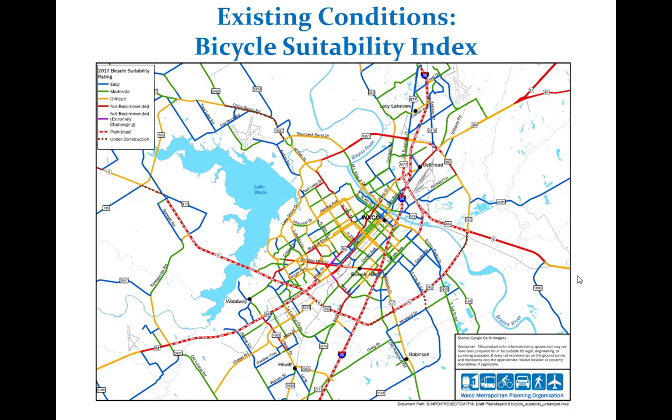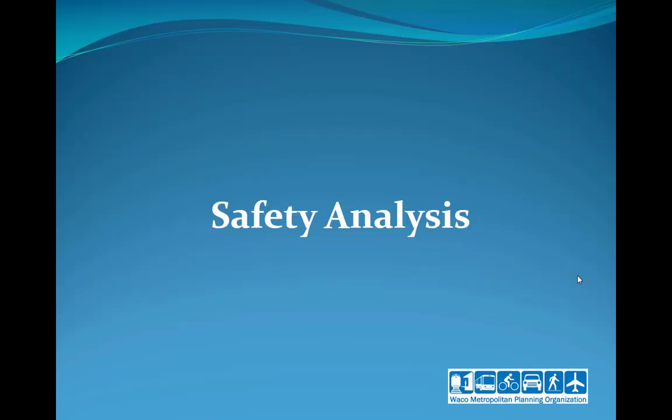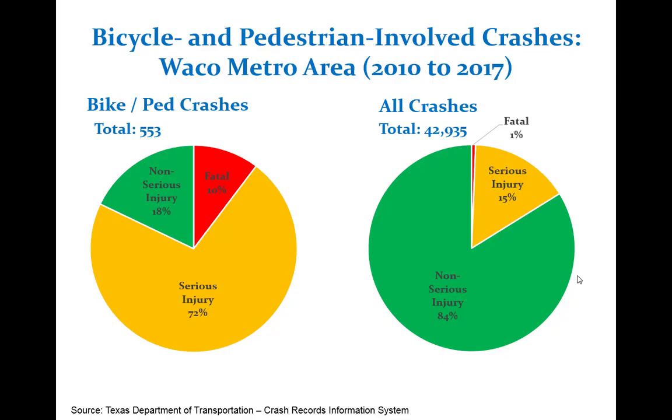For example, a street that's blue or green may be suitable for a shared lane. However, on a yellow or red street, bikes will probably require some degree of separation from vehicle traffic. Next, we'll talk about safety.